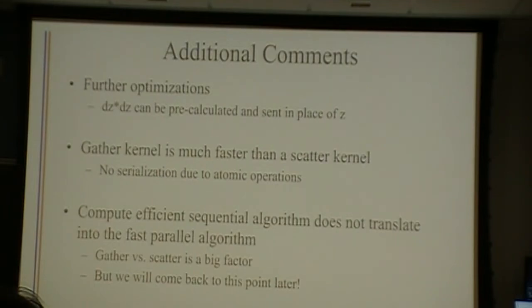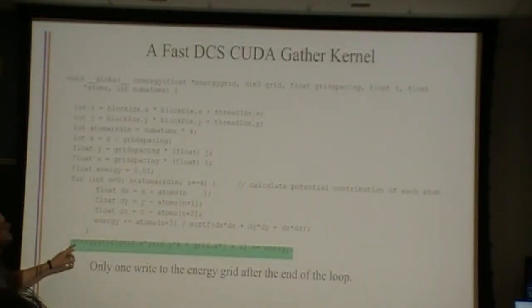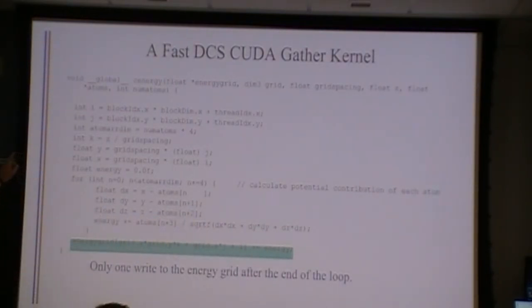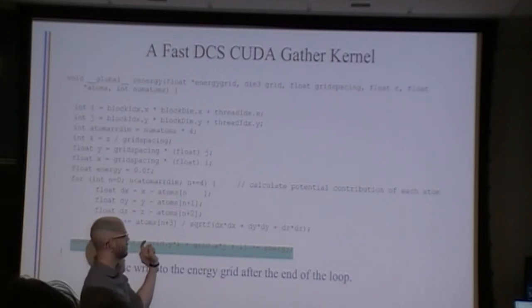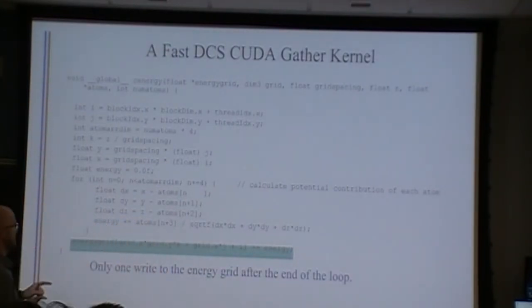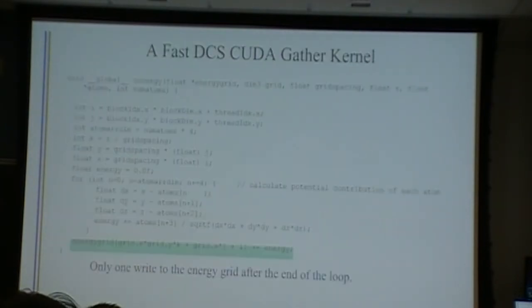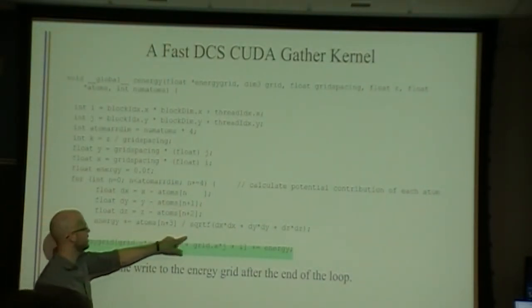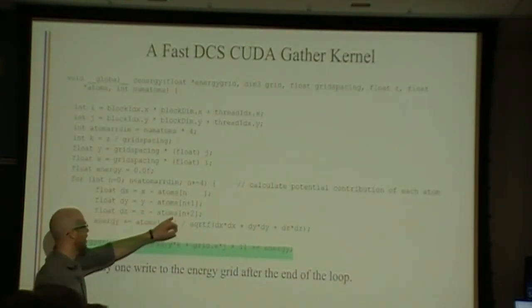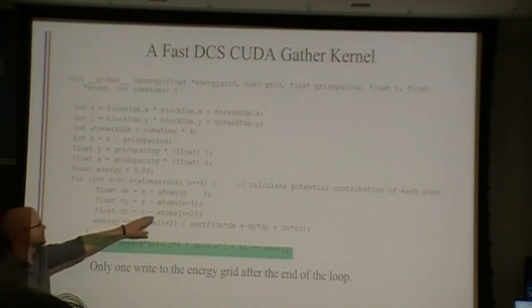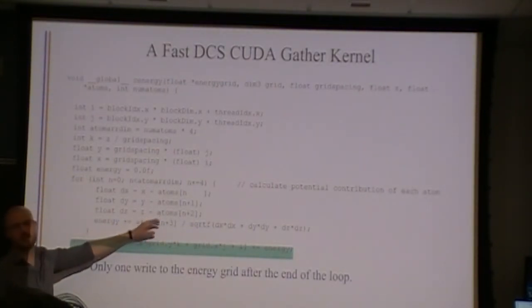So dz times dz can be pre-calculated. You'll notice that z is an input, and then every thread computes z squared. Because we're working on a 2D slice, we can go ahead and compute this dz squared value for all these atoms before we launch the kernel. And that prevents everyone here from needing to compute this.